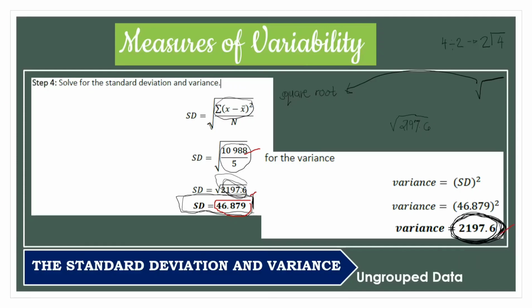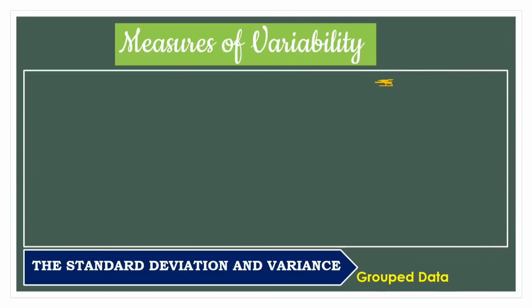Or if you go back before getting the square root, you can already say that the value inside that radical sign is the variance. Okay, variance. I will no longer write it. That is the variance. Okay, next.